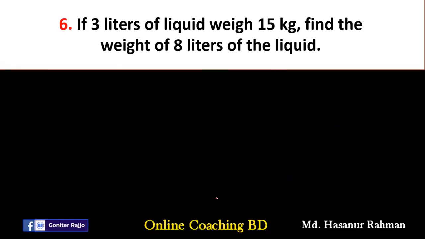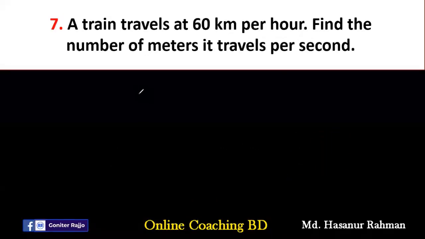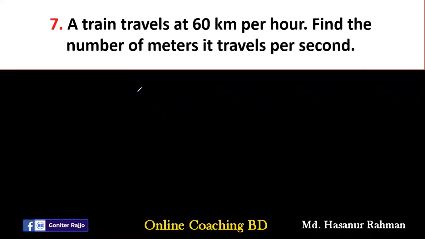Now number 7. Number 7 says a train travels at 60 km per hour. That means in 1 hour, a train can travel 60 km. Find the number of meters it travels per second. So how can you solve this problem? We know that 1 kilometer means 1000 meters. Therefore, 60 kilometers is equal to 60 multiplied by 1000. So it will be 60,000 meters.